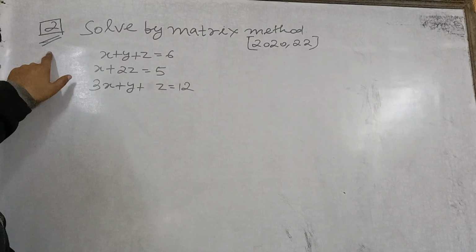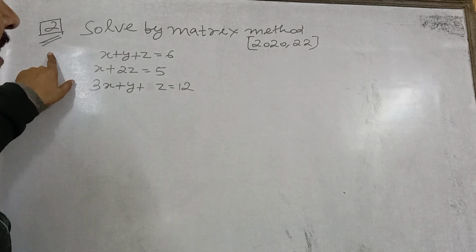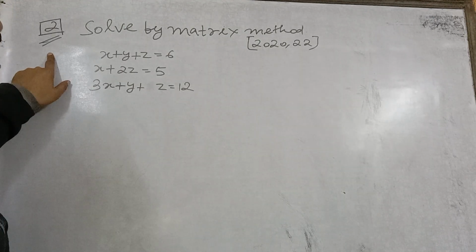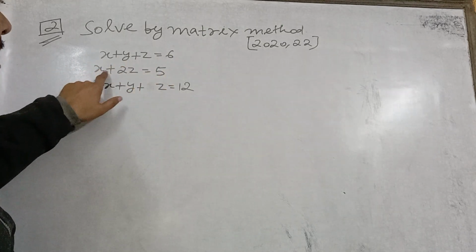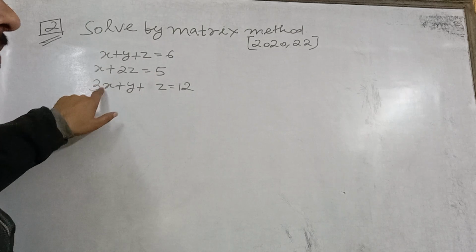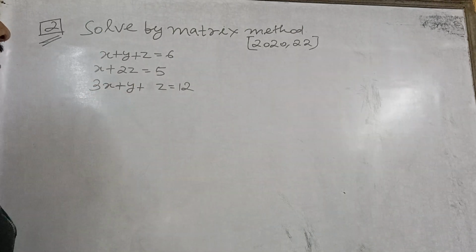Now question number second is: solve by matrix method. This question was asked in 2020 exams. The question is x plus y plus z equals 6, x plus 2z equals 5, 3x plus y plus z equals 12.